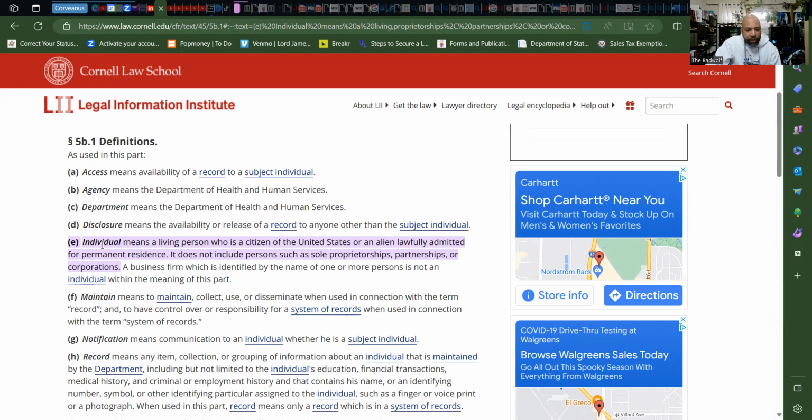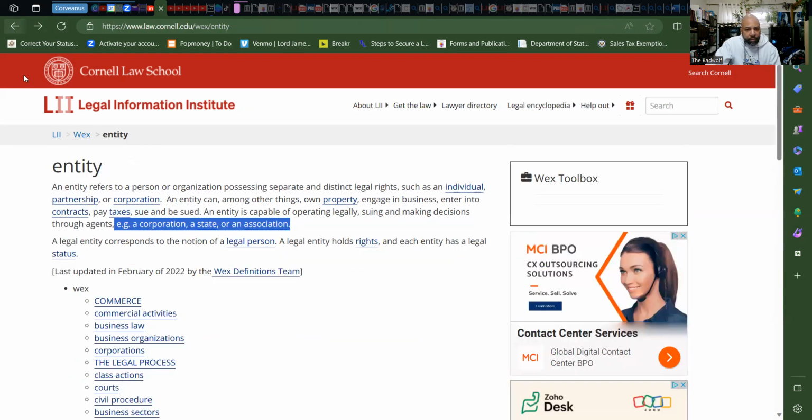An individual meaning, okay, so here, individual by the government's definition, though, means a living person who is a citizen of the United States or an alien lawfully admitted for permanent residence. It does not include persons such as sole proprietors, partnerships, or corporations. So here they're saying the word individual. But here's my problem. It says an entity refers to a person or organization possessing separate and distinct rights. That's where it stops.